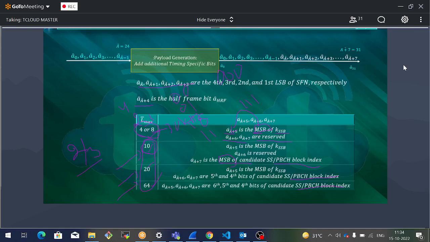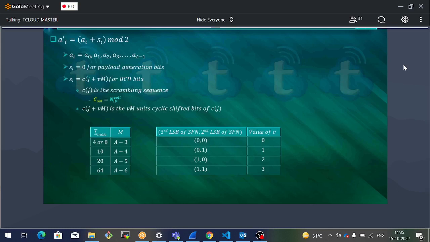The remaining block index. Okay. Fine. Let us go to the PBCH scrambling.